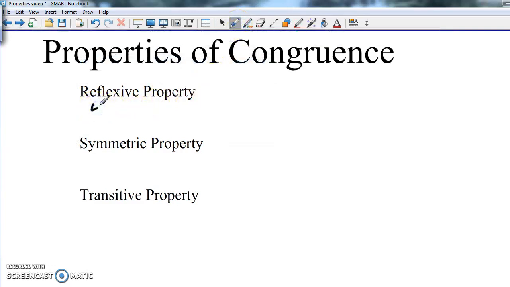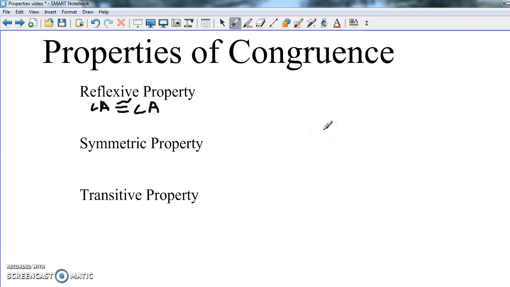So angle A is congruent to angle A. This is really hard to do without like a separate mouse.